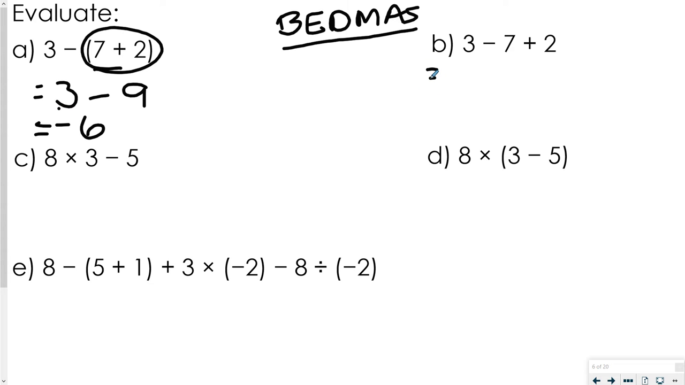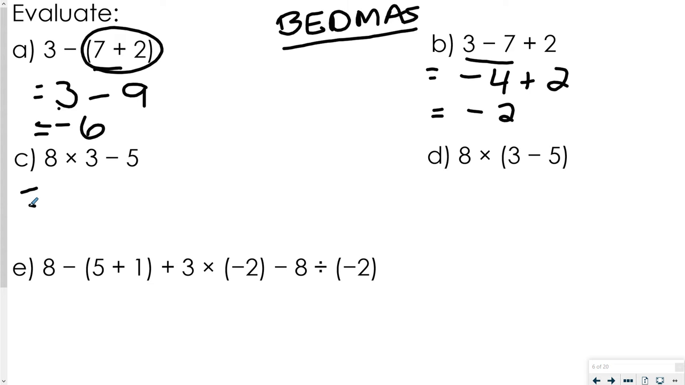B, there are no brackets. So I move on to exponents. There are no exponents. There's no division or multiplication. So all I do is addition and subtraction as it comes. So I'm going to do 3 minus 7 first. So again, positive 3 and negative 7. I have more negatives. How many more negatives do I have? 4 plus 2. So again, same process. I have negative 4 and I have positive 2. I have more negatives. How many more negatives? 2 of them. Okay, brackets are important here, right? Same numbers, very different answers.